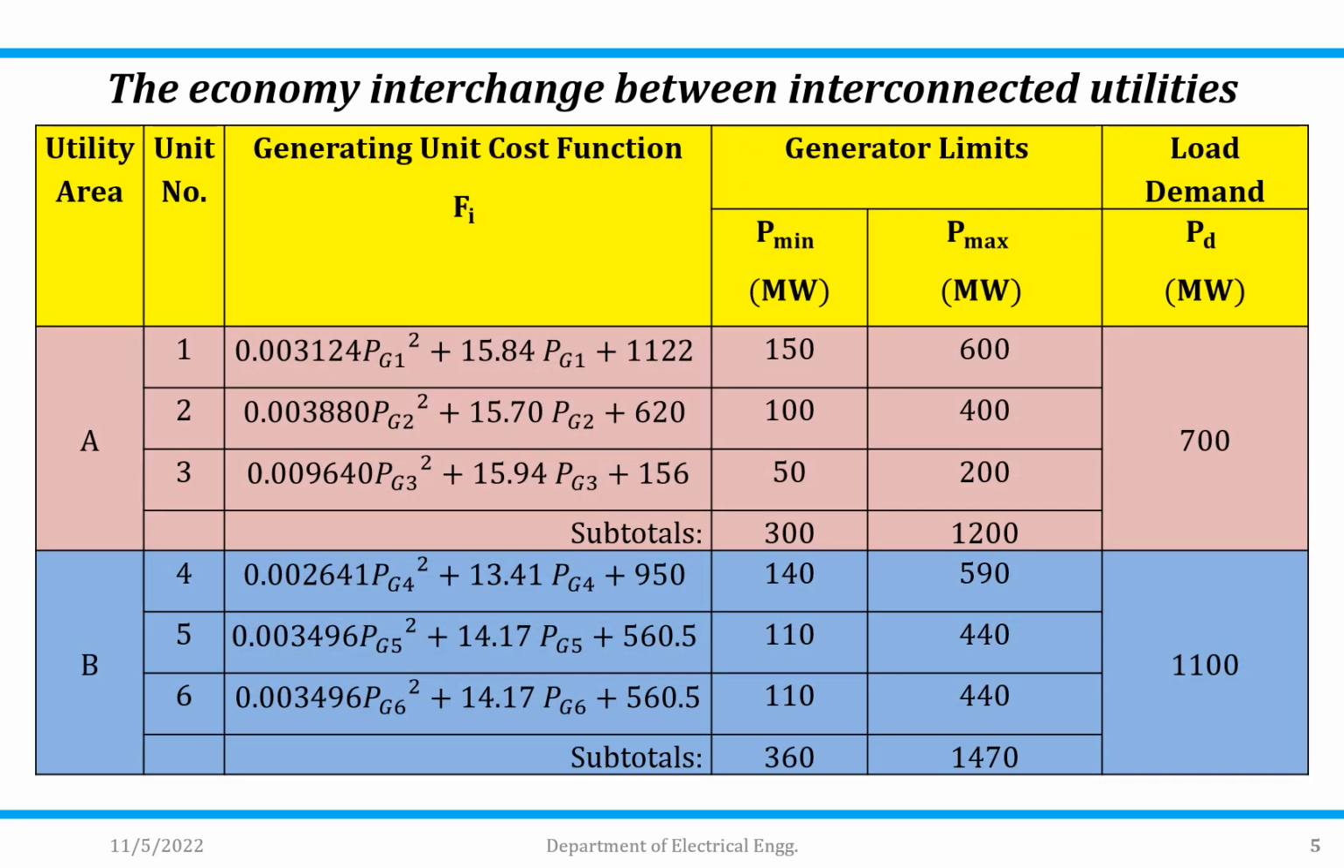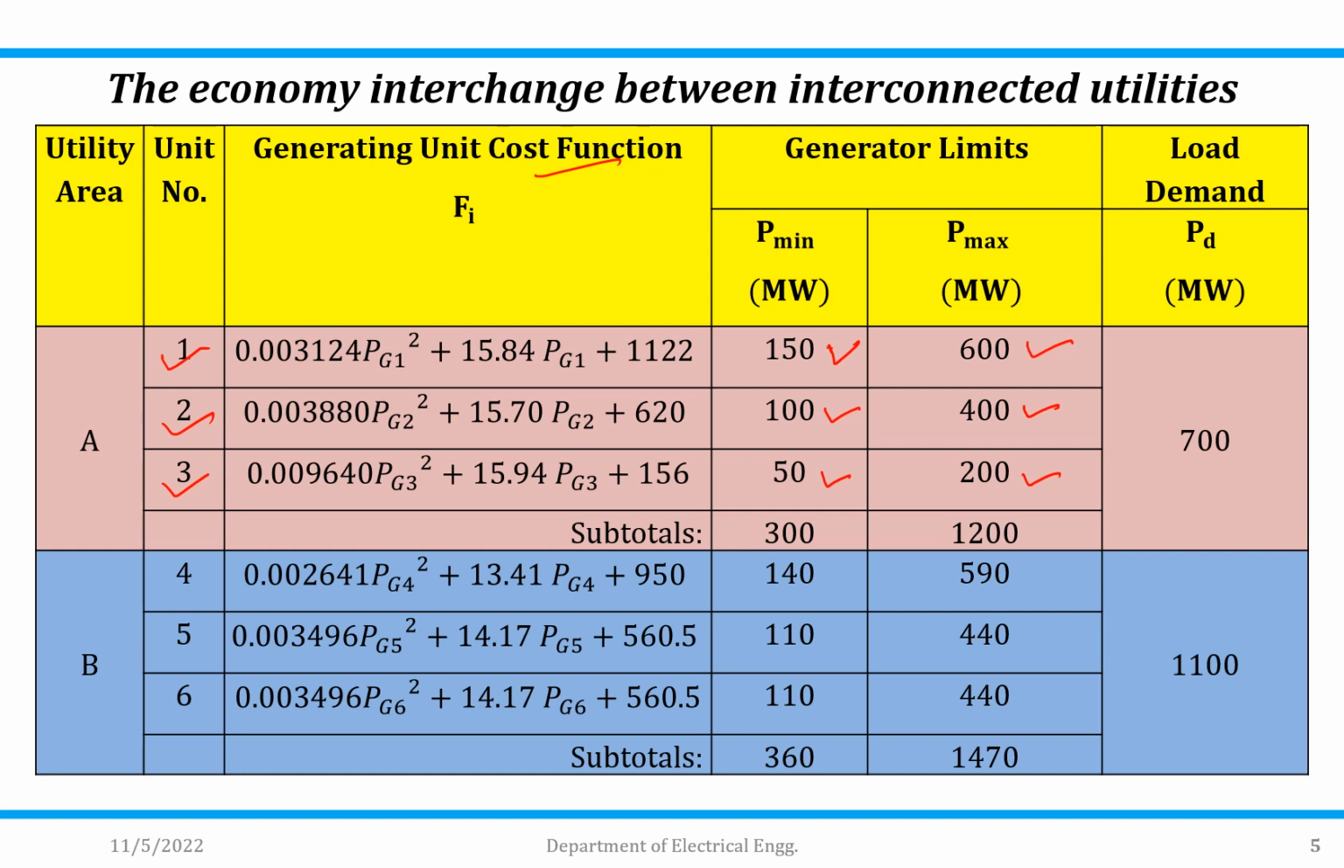This is the data which is given to us. In utility A, we have three generators, that is units 1, 2 and 3, with their unit cost functions which are given. The generator limits are also given. For generator 1, it produces a minimum of 150 megawatt and a maximum of 600 megawatt. For generator G2, a minimum of 100 megawatt and a maximum of 400 megawatt. And for generator 3, a minimum of 50 megawatt and a maximum of 200 megawatt.